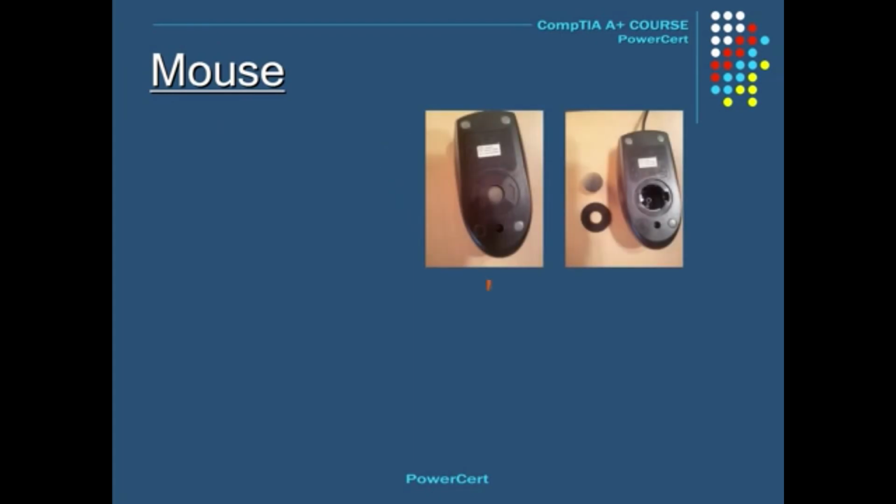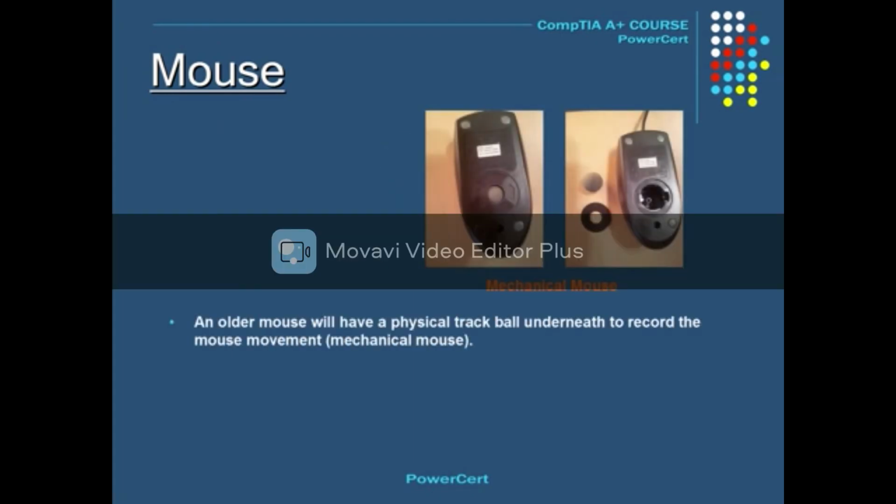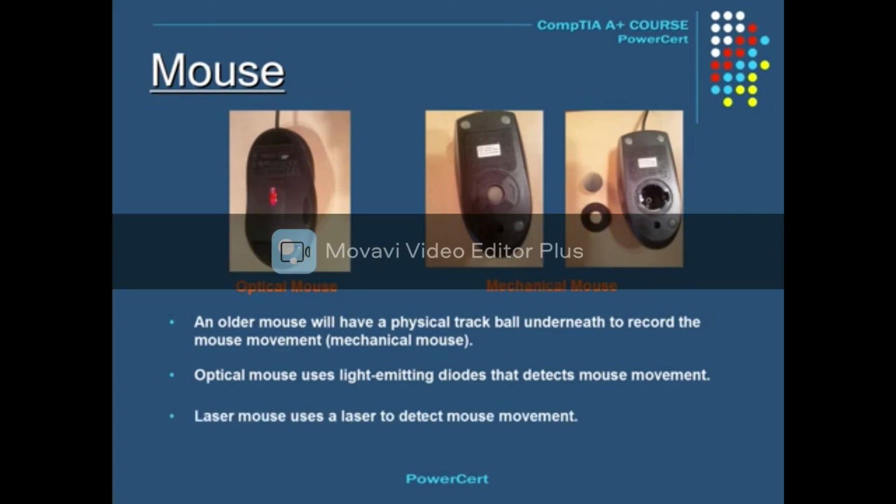An older mouse will have a physical trackball underneath to record the mouse movement. This is called a mechanical mouse. These are pretty much now obsolete and have been replaced by the newer style optical mouse. An optical mouse uses light-emitting diodes that detect the mouse movement. There is also a laser mouse, and a laser mouse uses a laser to detect mouse movement.